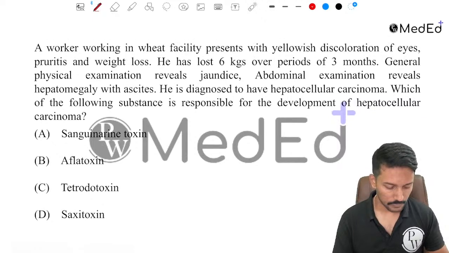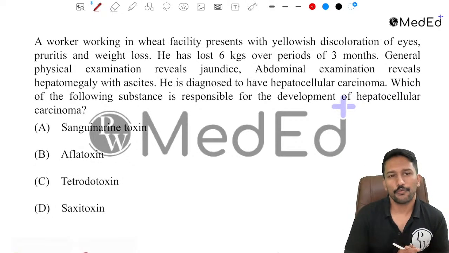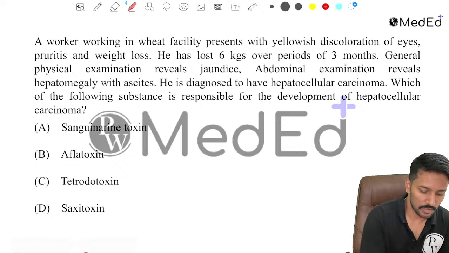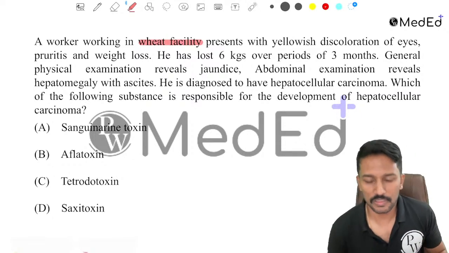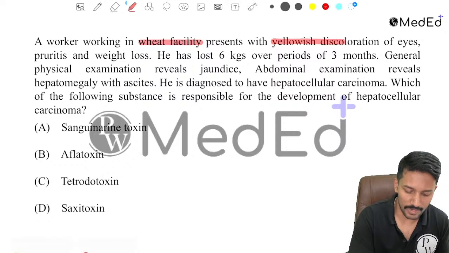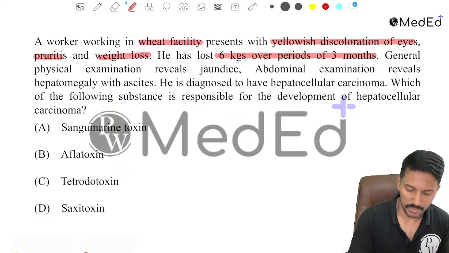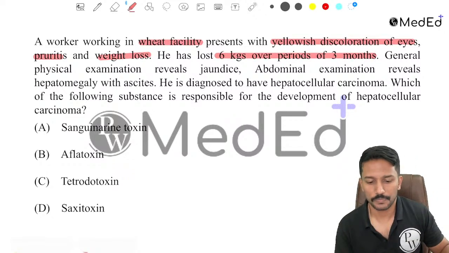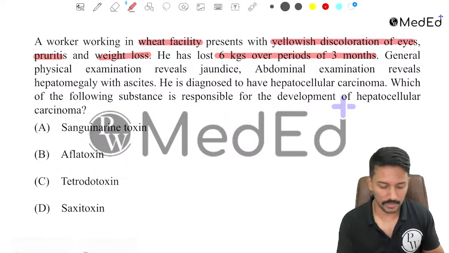Okay. Next question. A worker working in a wheat facility, right? So he is working in a factory which works on wheat. Okay. He presents with yellowish discoloration of the eyes, pruritus and weight loss. 6 kg weight loss over 3 months. Is it a significant weight loss? Yes, it is significant, right?